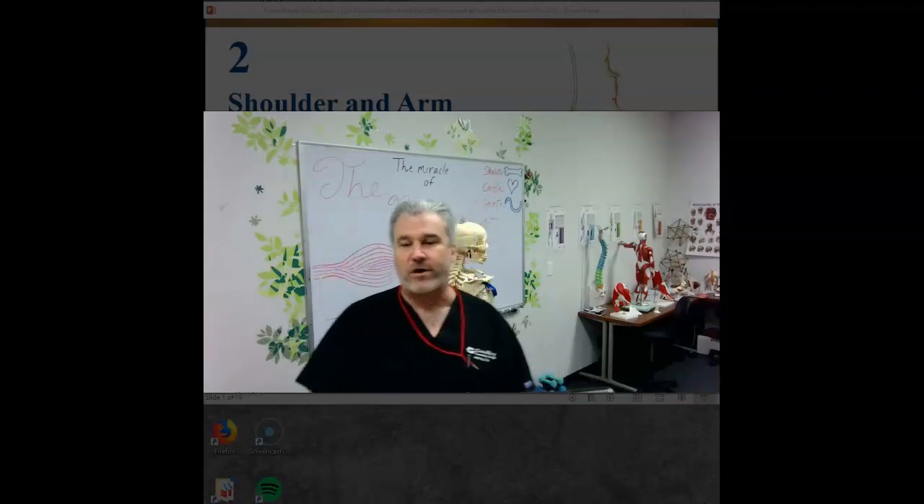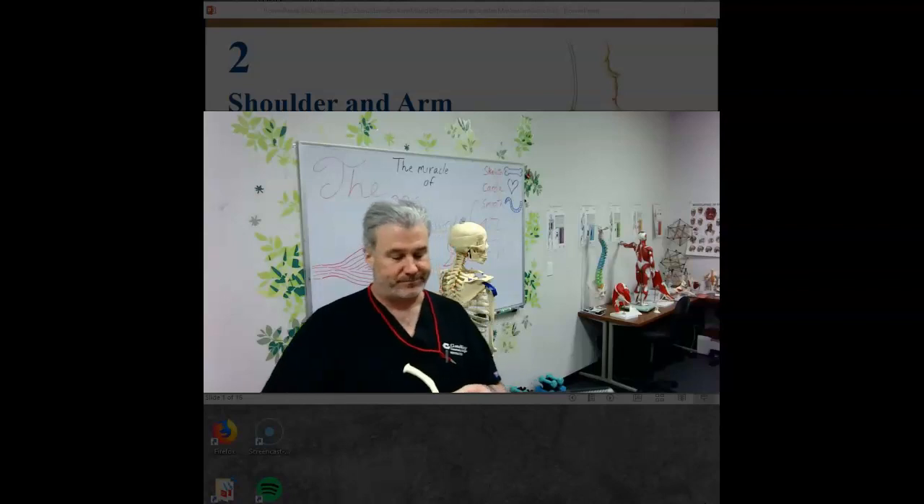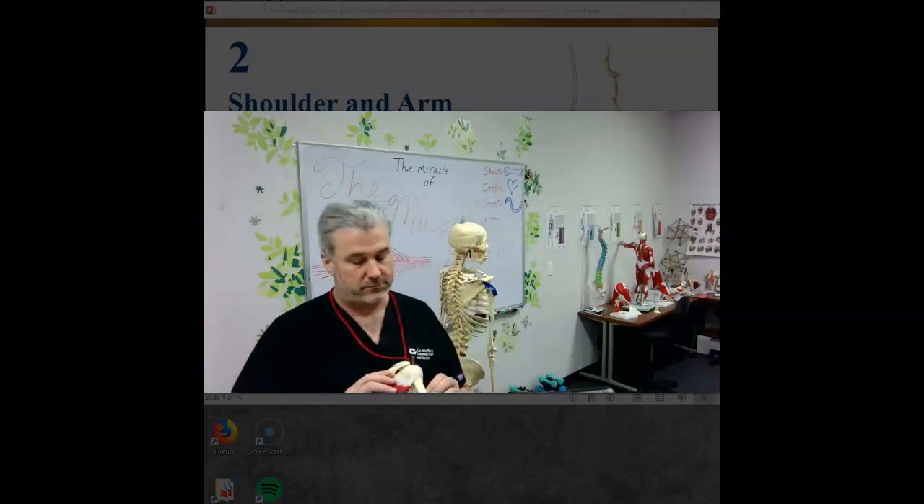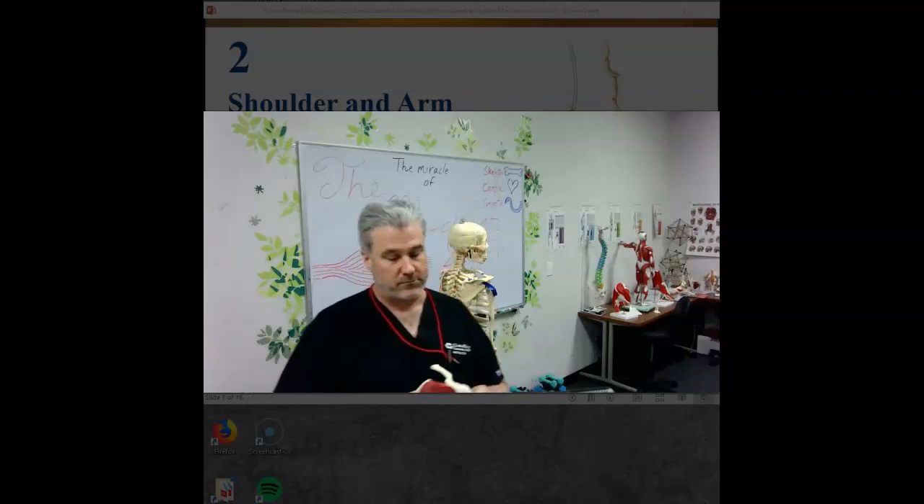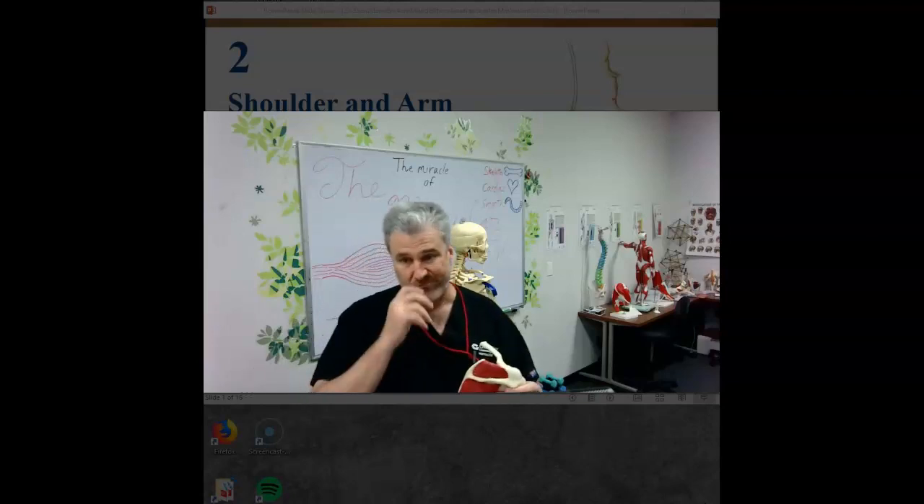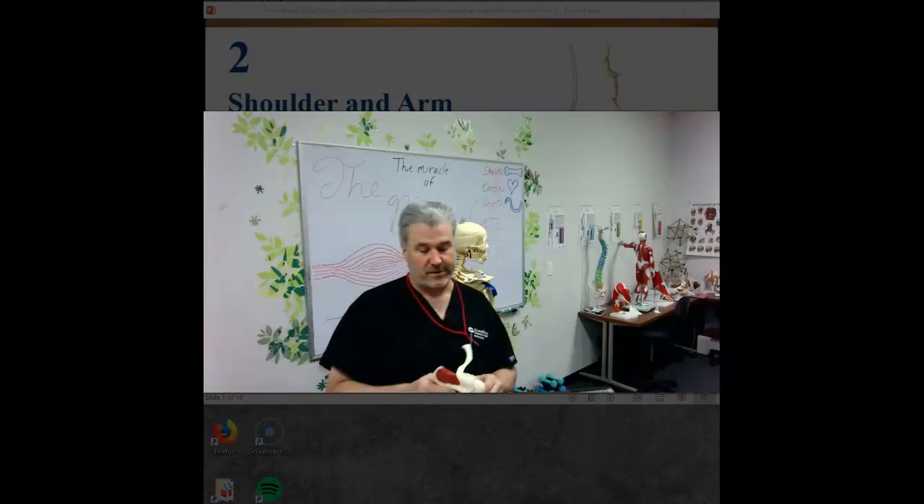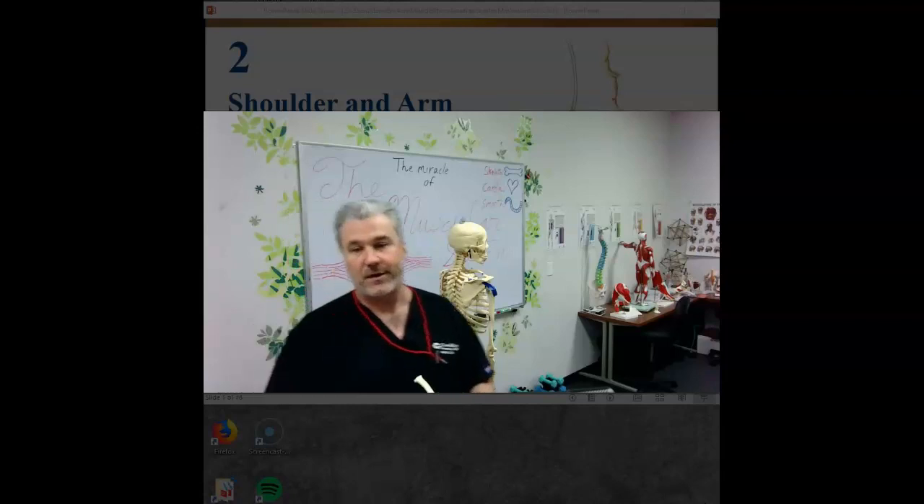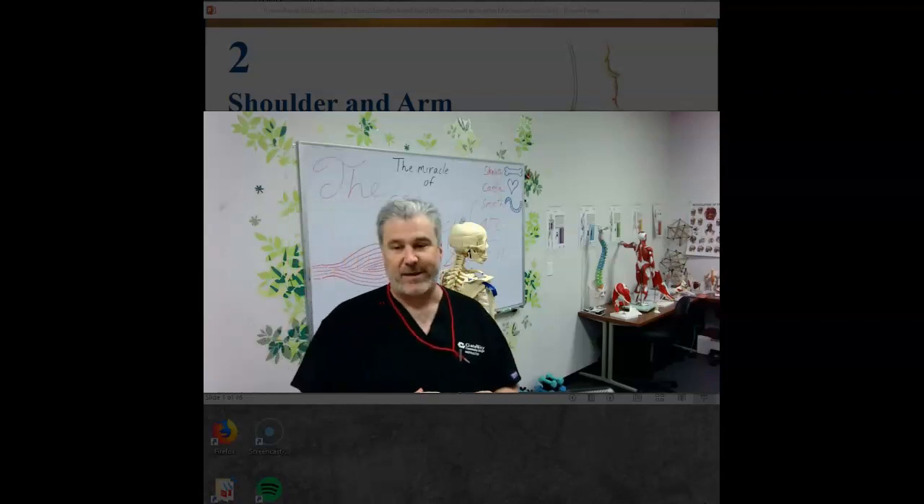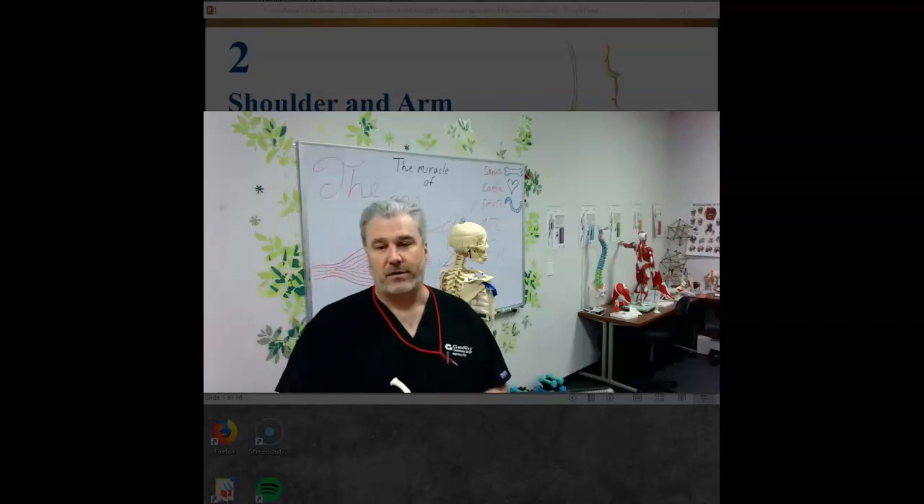Miss Bilotic, what are the 4 rotator cuff muscles? The supraspinatus, the infraspinatus, the teres minor, and the subscapularis. Thank you, ma'am. Miss Cooper.